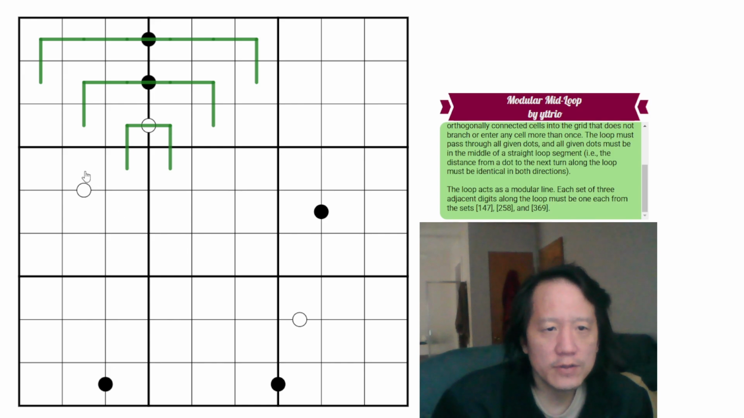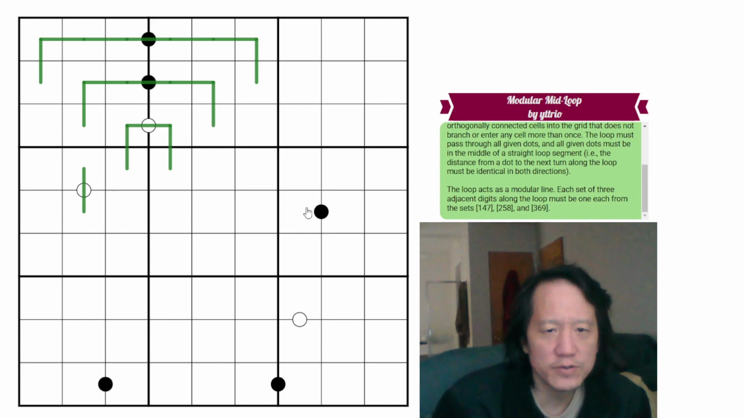So what about this cell? It could either extend, in which case it would have to extend further. That seems possible. What if it connected here? Then this would have to go down here. This would have to go here. That seems fine also. Yeah, that seems fine too.